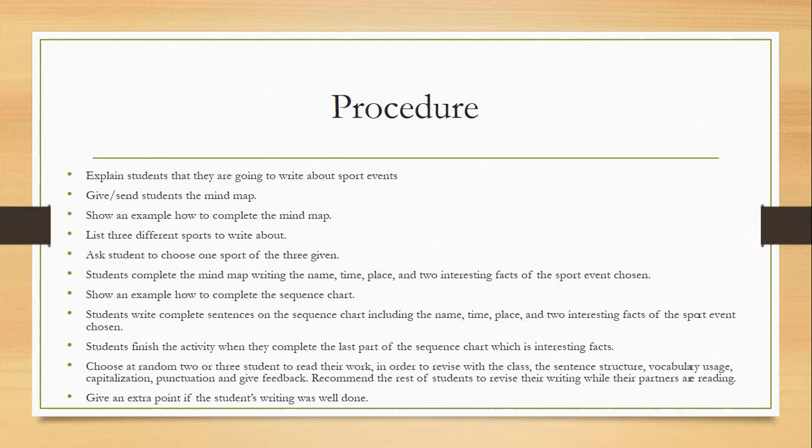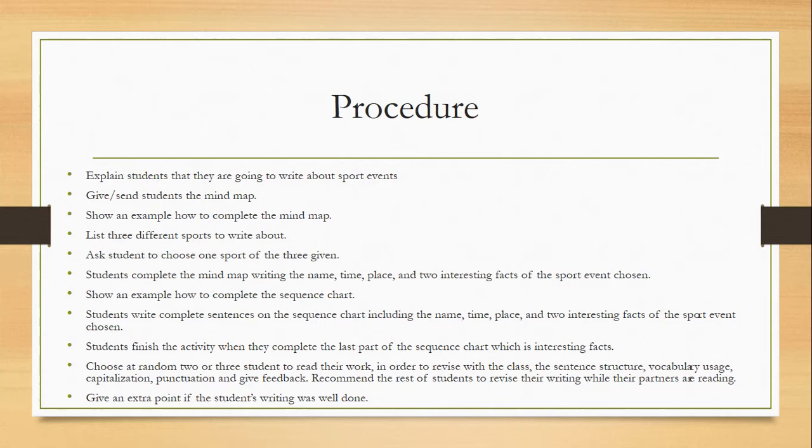In this activity the teacher explains to students that they are going to write about a sport event. Then the teacher gives or sends the students the mind map. After, show an example of how to complete the mind map. List 3 different sports to write about. Ask students to choose one sport of the 3 given. Students complete the mind map, writing the name, time, place, and 2 interesting facts of the sport they chose.